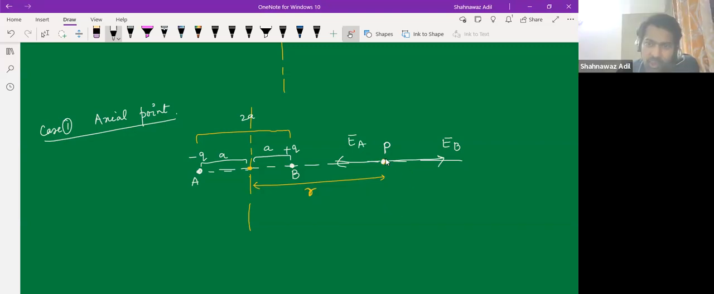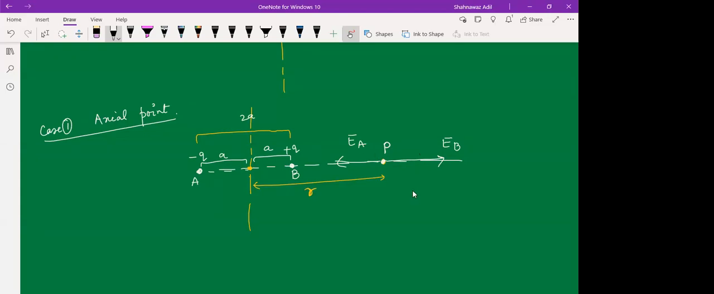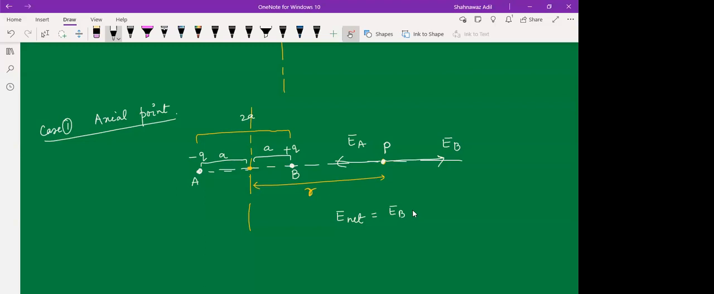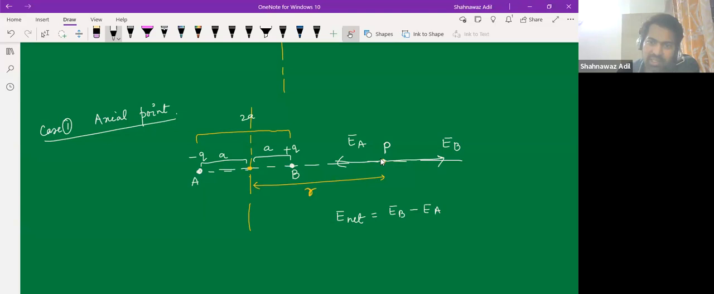Okay. So again, you guys see that these vectors are in the same direction or in opposite direction. These two vectors, same or opposite? Opposite direction. So if the vectors are in opposite directions, then the E net would be sum or subtraction. Subtraction. So this would be E net, right? They are in the same line. There is no angle between them. So this would be EB minus EA. Is this clear, guys?